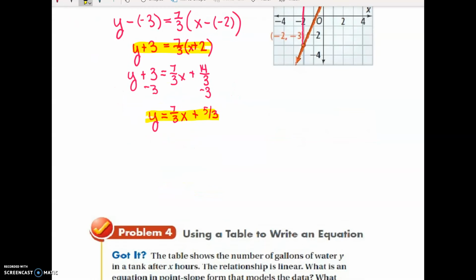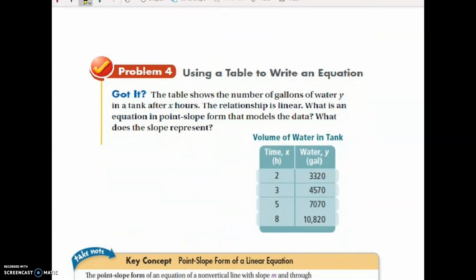Now let's go to problem 4. So here we're just using a table to write an equation. So the table shows the number of gallons of water in a tank after X hours. So this relationship is linear. So they want to know what is an equation in point-slope form and what does the slope represent.